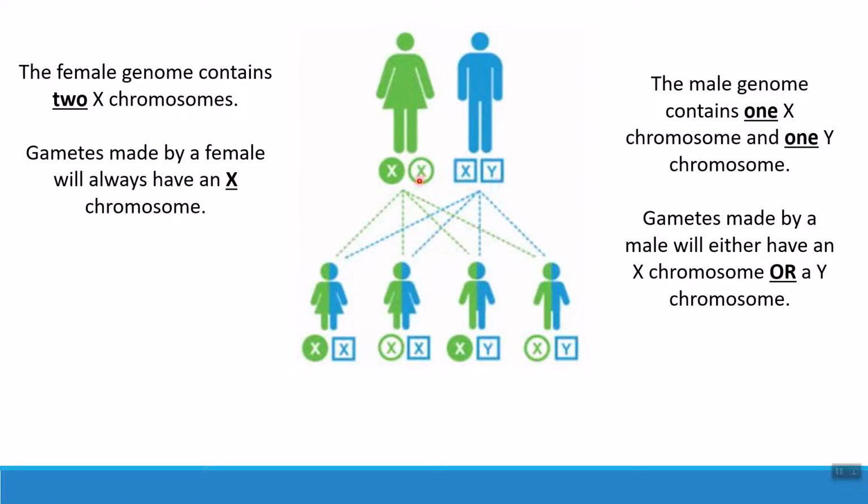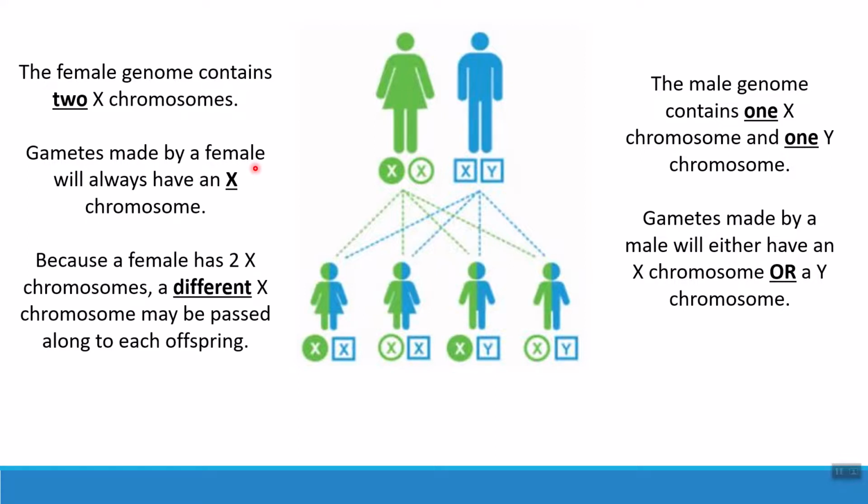When we talk about a female making gametes, every time she will always pass along an X chromosome. This is what she has 2 of. When she splits it in half, it goes 50-50 either way. But because she has 2 of them, it's important for you to realize that even though they're both X chromosomes, they might have slightly different versions or different alleles of genes on them.